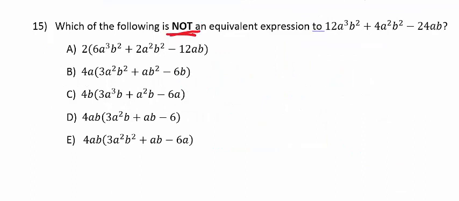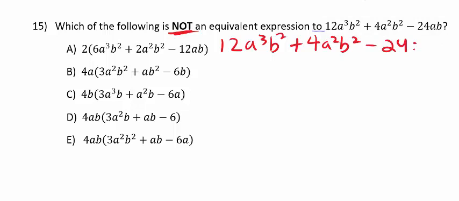In number 15, we want to know which of the following is not an equivalent expression. So here we're going to have to check each one until we find one that is not the same. So in A, we're going to go ahead and multiply that out, and we're going to get 12a to the 3rd b to the 2nd, and then 4a squared b squared minus 24ab. Well, that one is exactly the same. So this one is equivalent.